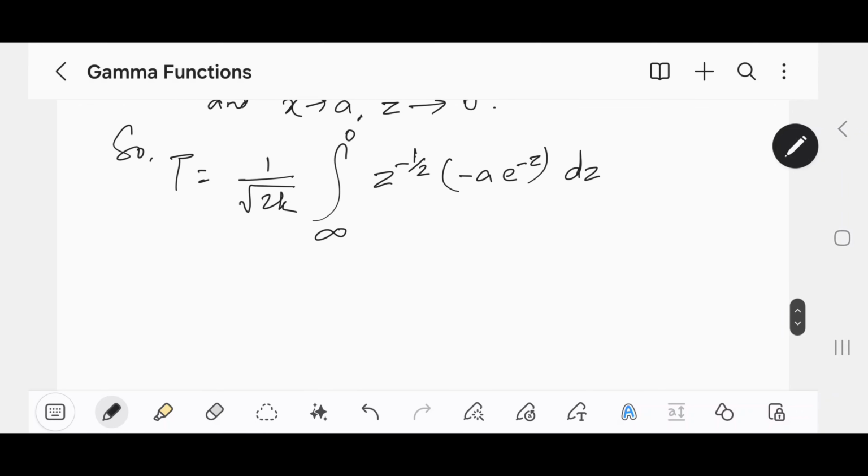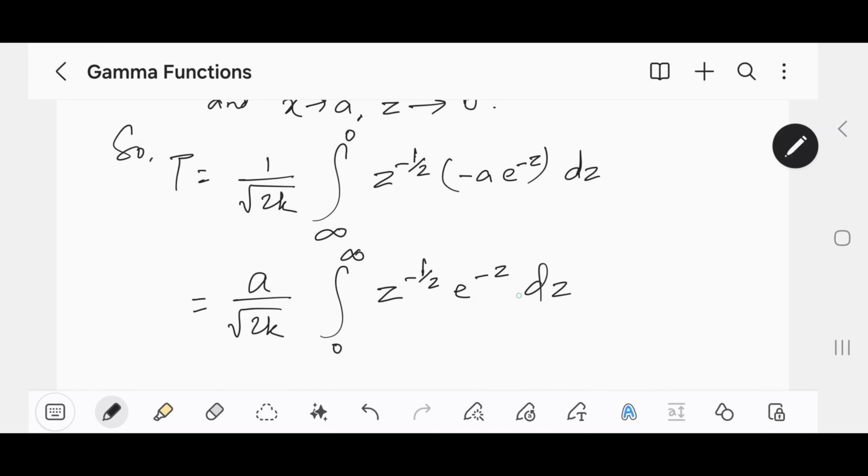Now we can interchange the limits by using this minus sign. 1 by root 2k. Integration limits get changed to 0 to infinity, and this minus sign vanishes. Also, we can put this constant a in front. Let's place it here, a by root 2k, and we are left with z to the power minus 1 by 2 e to the power minus z dz.